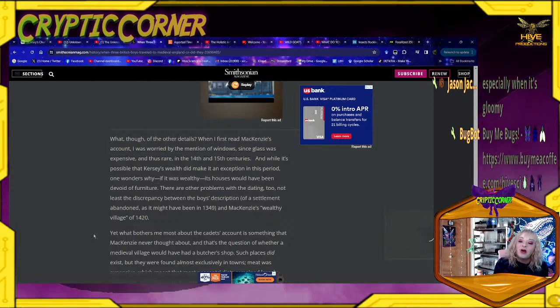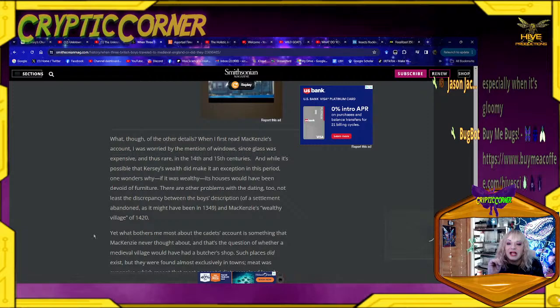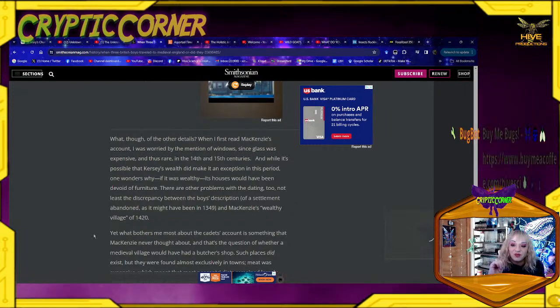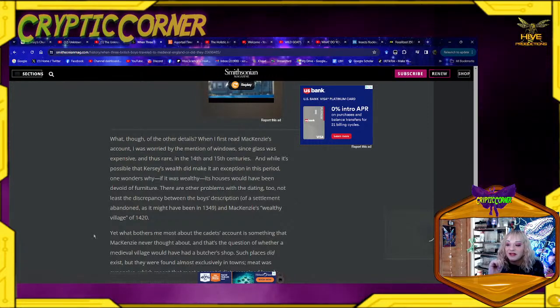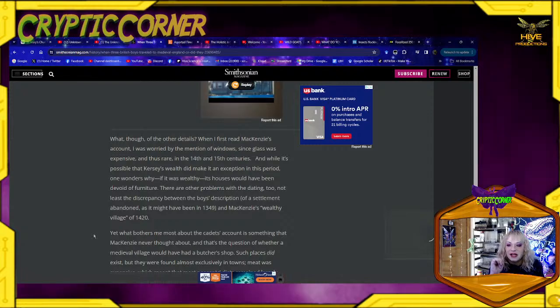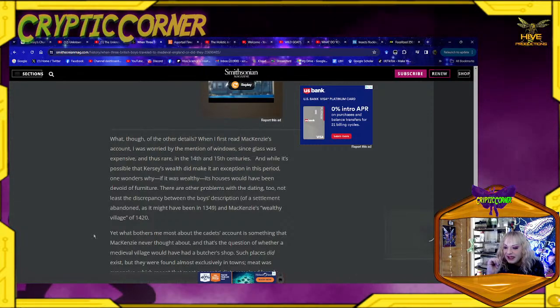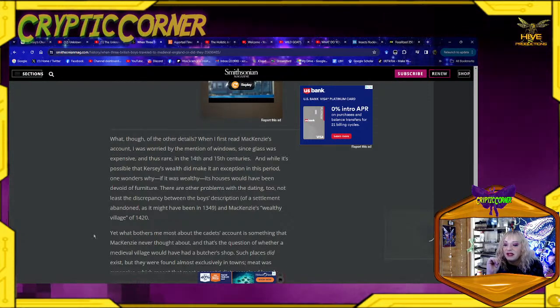What, though, of the other details? When I first read Mackenzie's account, I was worried by the mention of windows, since glass was expensive and thus rare in the 14th and 15th century. And while it is possible that Kersey's wealth did make an exception in this period, one wonders why. If it was wealthy, its houses would have been devoid of furniture.